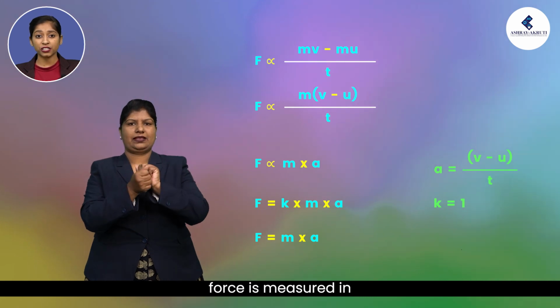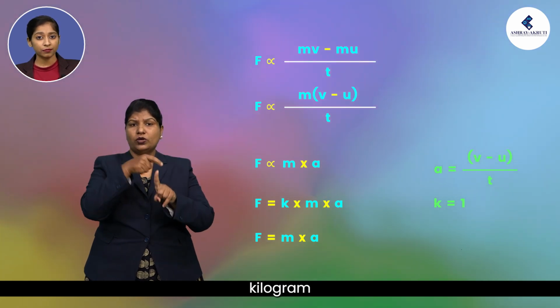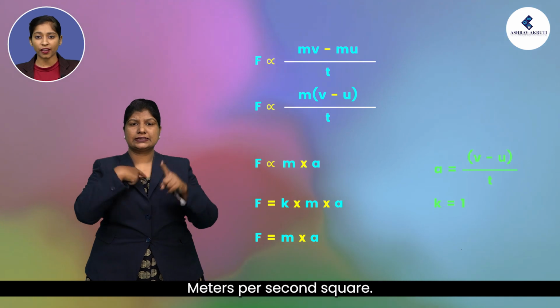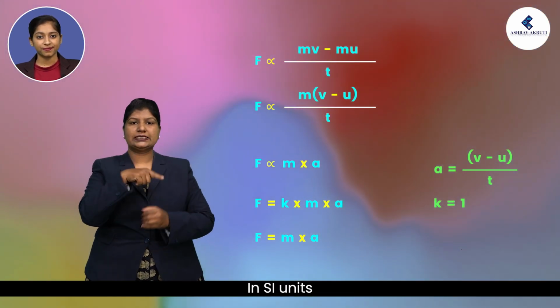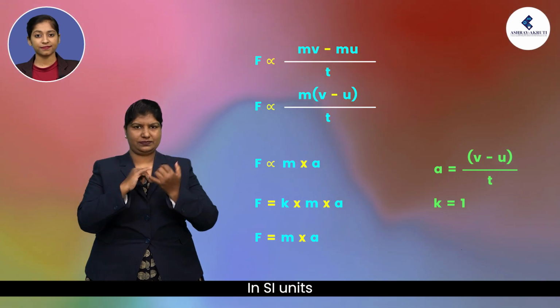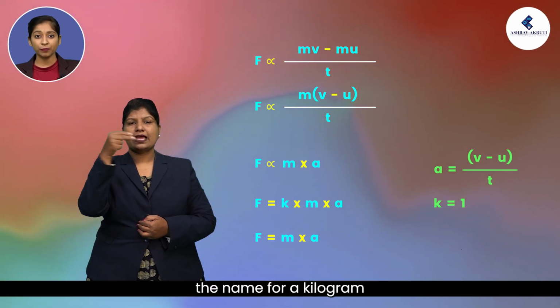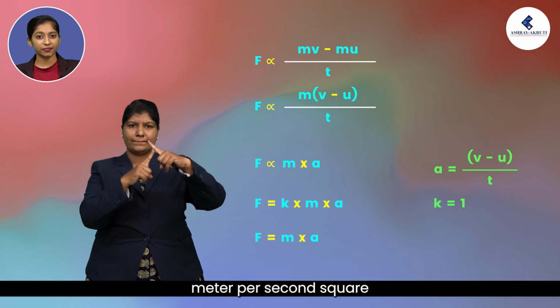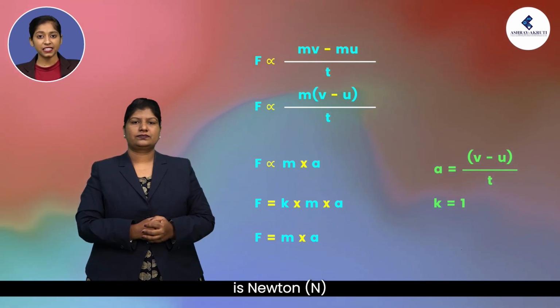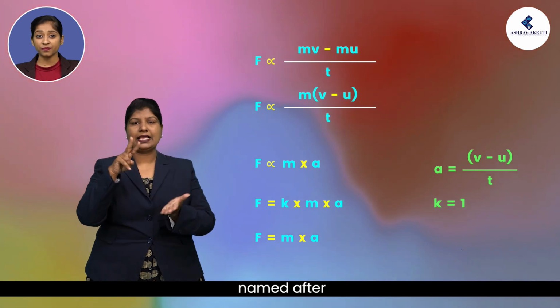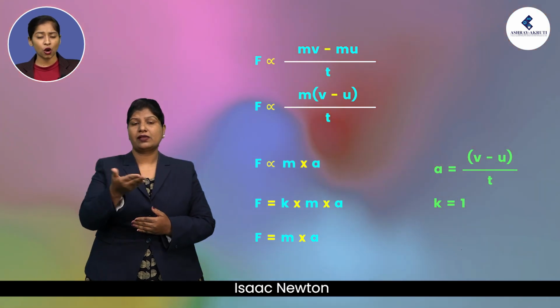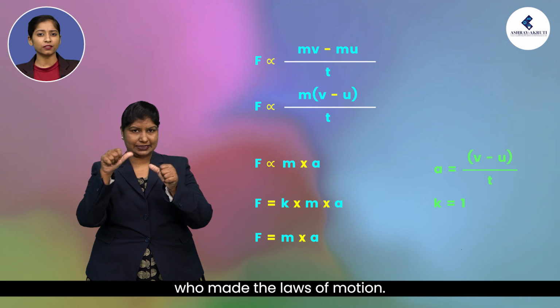Since force is a product of mass and acceleration, force is measured in kilogram meter per second square in SI units. The name for kilogram meter per second square is Newton, N, named after Isaac Newton, who made the laws of motion.